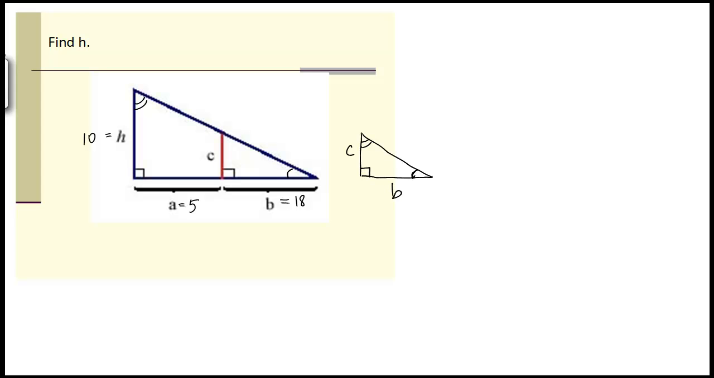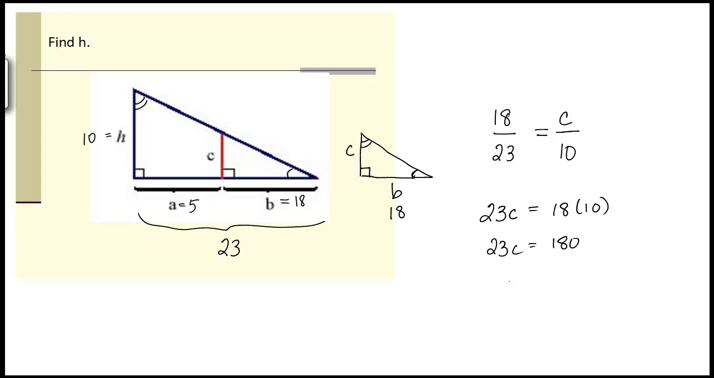The only catch with this one is the fact that your base for the big triangle is going to be the sum of 5 and 18, which is 23. So when I'm doing my proportion, if I'm looking for C, I'm going to compare the base of the small triangle with the base of the big triangle. So that's 18 over 23. Since I put the 18 on top, I have to put the C on top for my height. And I want to put that over the height of 10. Cross multiply and divide. And a rounded answer would be 7.8.